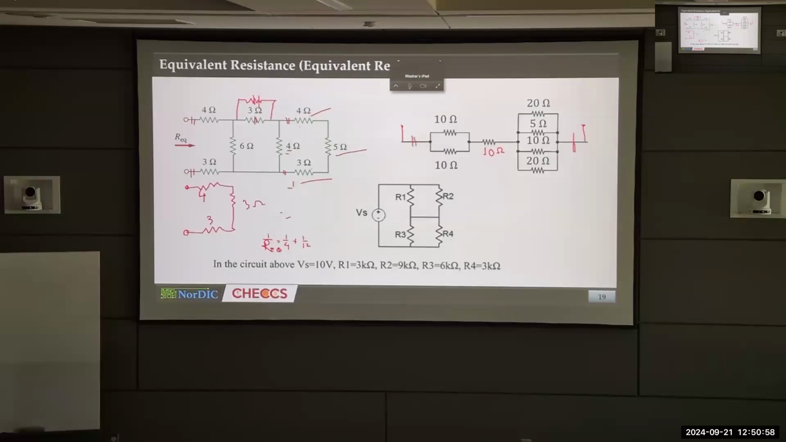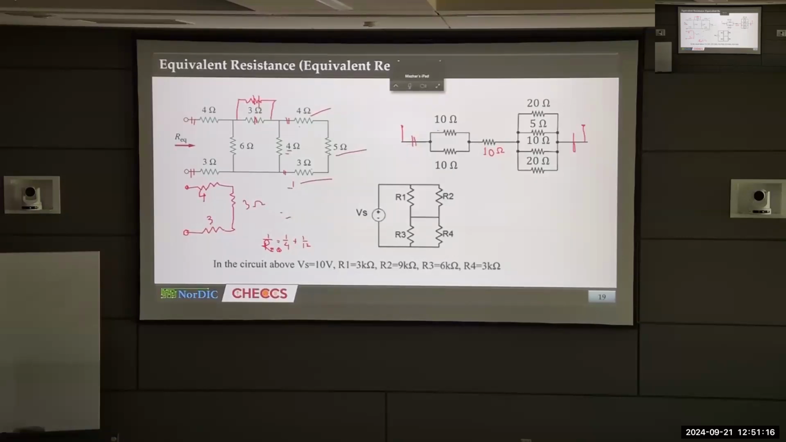So who wants to give me the result? Yeah, go ahead. 17. Excellent. Did you get the same result? 17.5 actually is the right answer. So basically 10 and 10.